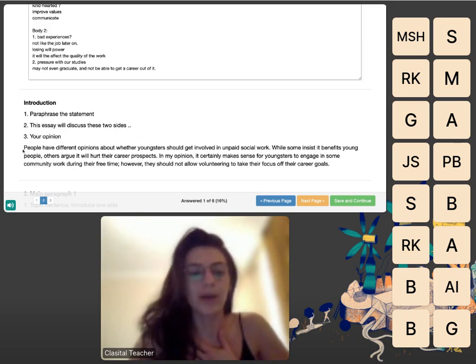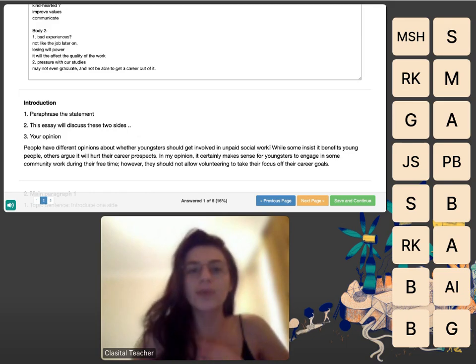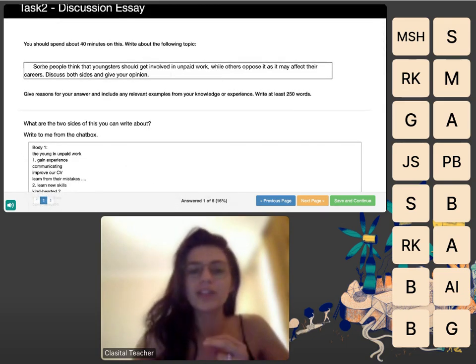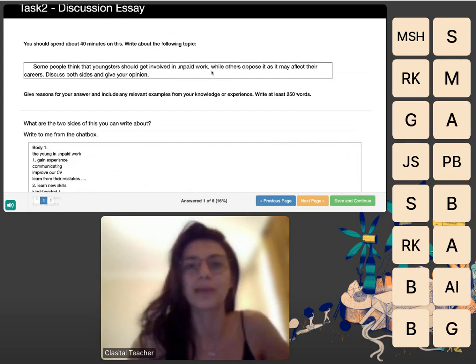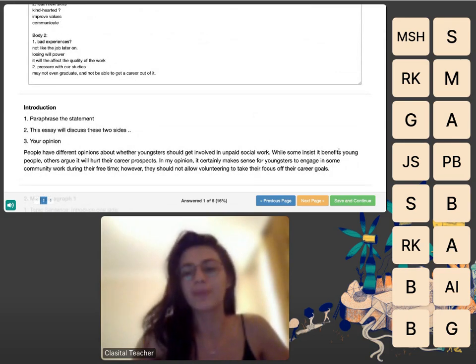Basically, what we wrote was people have different opinions about whether youngsters should get involved in unpaid social work. So we summarized the first information here, saying some people think that youngsters should get involved in unpaid work. And we then later paraphrased this statement altogether, saying, while some insist it benefits young people, others argue it will hurt their career prospects. So we paraphrased the statement and we gave both sides of the argument.